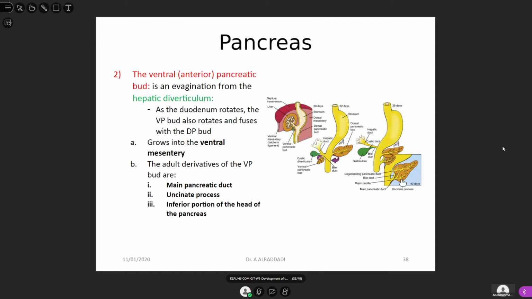Remember that the dorsal pancreatic bud is not affected by the foregut rotation. Only the ventral pancreatic bud and the main bile duct derivatives, including the opening of the ducts, are affected.